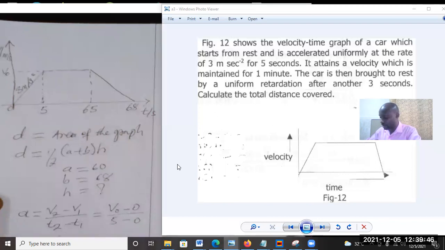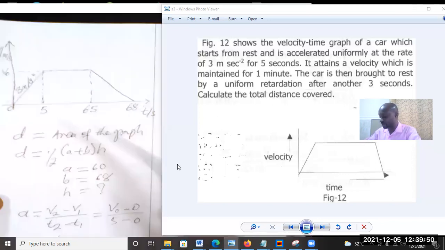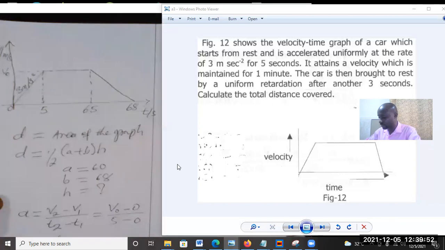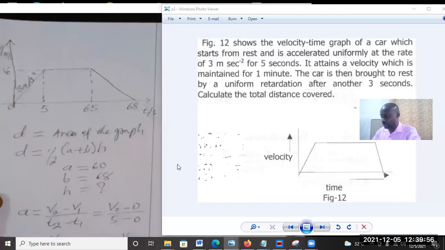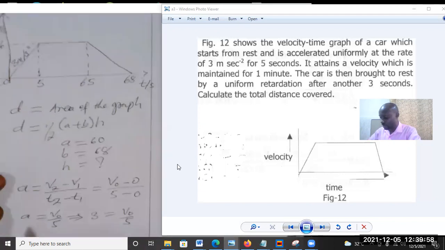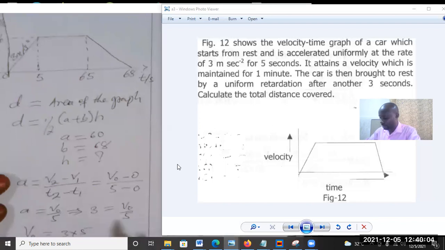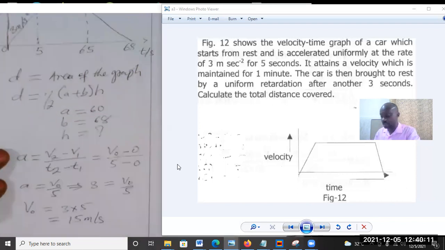Remember that A has been given to us, 3 meters per second squared. That is 3 is equals to V naught all over 5. This will lead us to V naught is equals to 3 times 5. That means the speed is 15 meters per second. The speed is 15 meters per second.